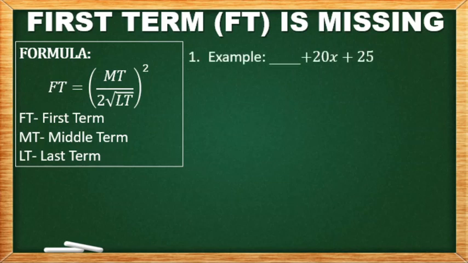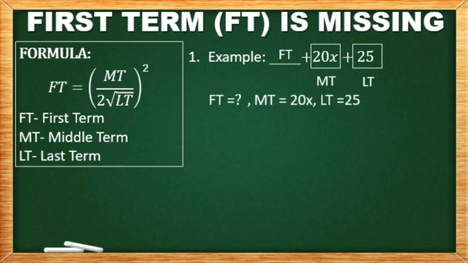Example number 1, blank plus 20x plus 25. We need to find the first term to say that the trinomial is PST. So this is our first term, middle term, and last term. So, sulat natin yung mga given. Since FT ang nawawala, or the first term, using the formula FT is equal to the square root of MT over 2 times the square root of LT. So, dapat alam nyo na kung anong sinasabi ko about FT, MT, and LT. Alam nyo dapat kung anong part ng mga trinomial yon.